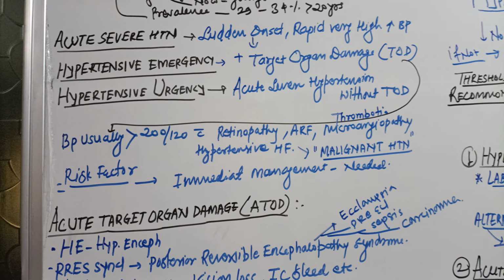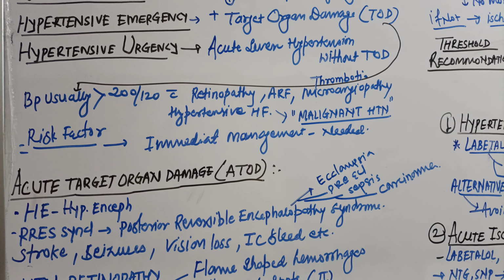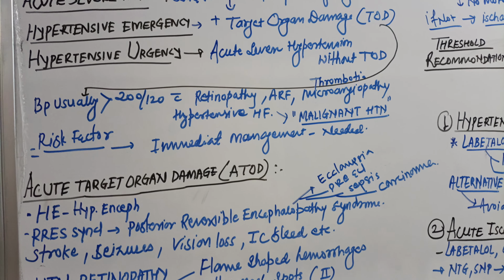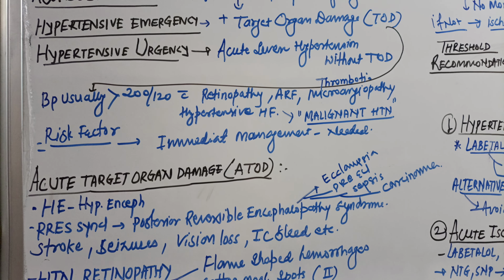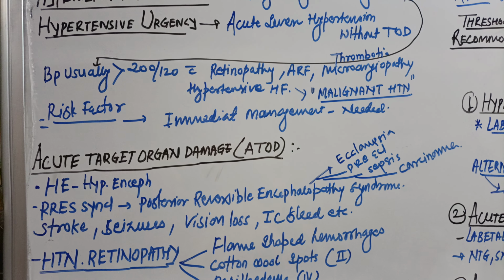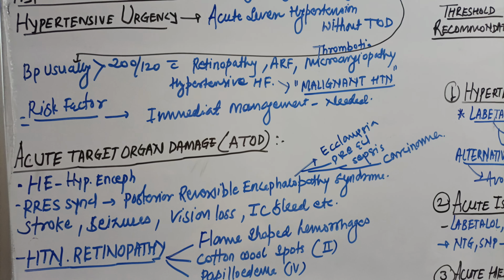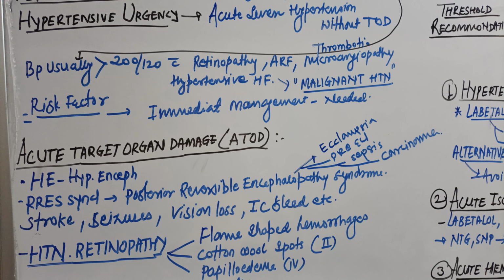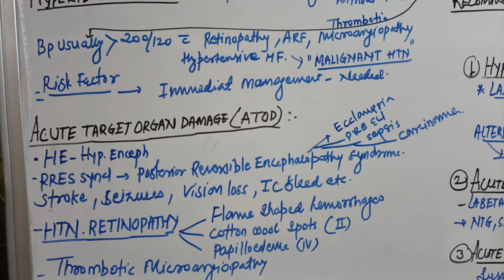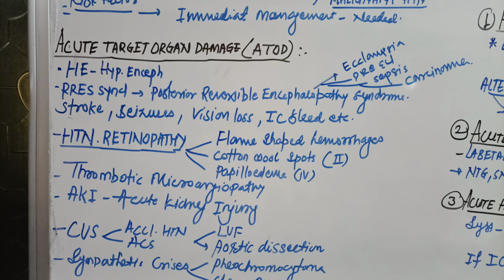So in acute hypertensive emergency, blood pressure is usually more than 200 by 120 millimeters of mercury, with retinopathy, acute renal failure, thrombotic microangiopathy, or hypertensive heart failure, also called malignant hypertension. There are a number of risk factors including geriatric age, obesity, previous coronary artery disease, etc. And it needs immediate treatment. So, acute target organ damage. What is acute target organ damage?